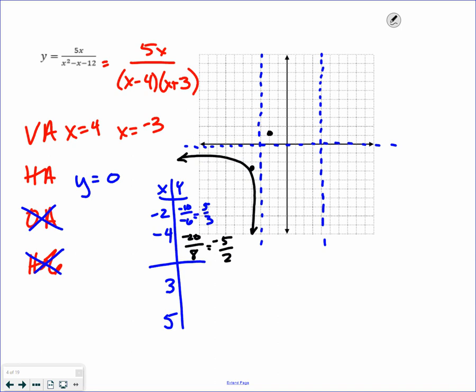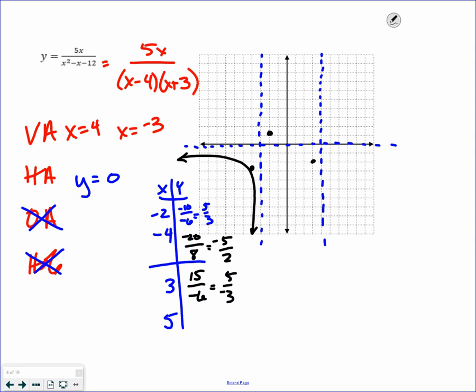The middle is going to get a little bit complicated. When I plug 3 in, I'm going to get 15 over 3 minus 4, which is -1, times 6, so I get -6, which does reduce to -5/3. So now wait a minute.